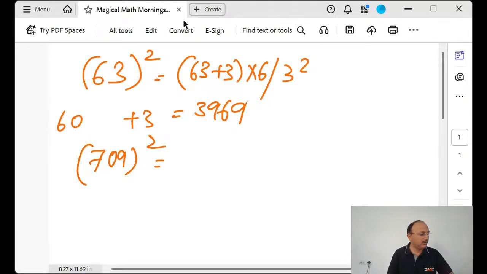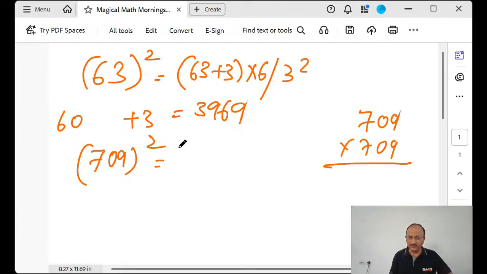Whole square. The base is 700, deviation is 9. You should multiply with 7, correct? If you do it with the traditional method, we have to go like this. You keep doing, I will try this method. Whether you will give the answer first or let's see.